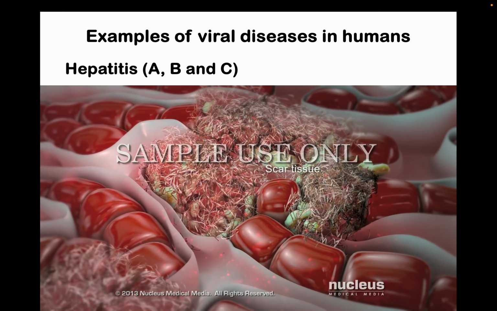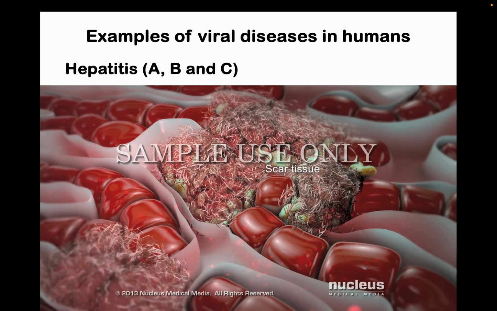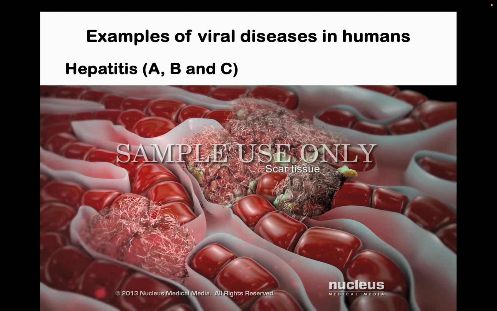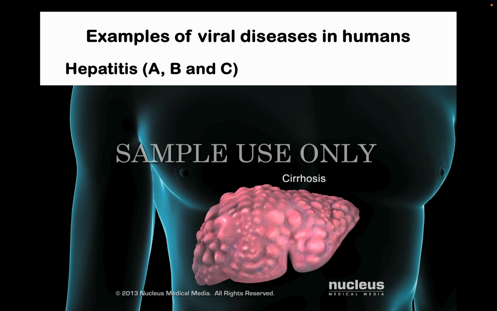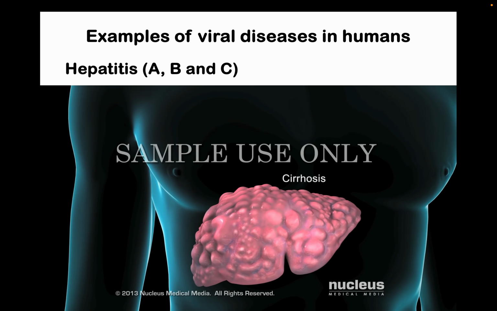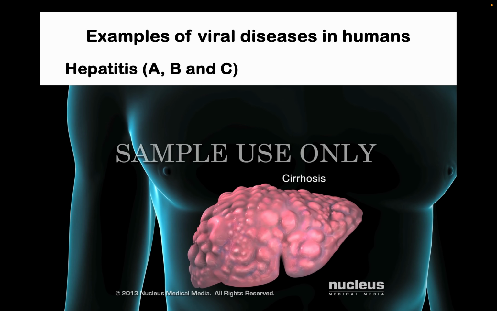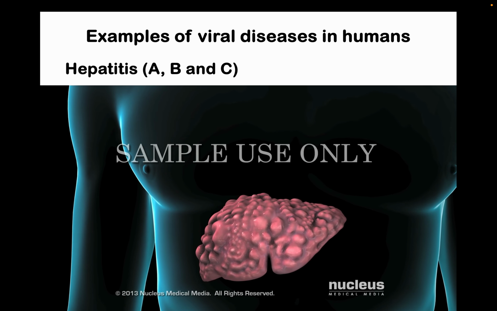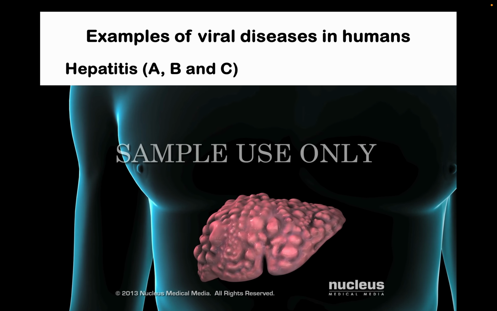Over time, scar tissue forms around dead and infected liver cells. The scar tissue prevents your liver from working properly. If you have a chronic hepatitis C infection, your liver contains a large amount of scar tissue called cirrhosis, which limits blood flow and results in permanent shrinking and hardening of your liver.